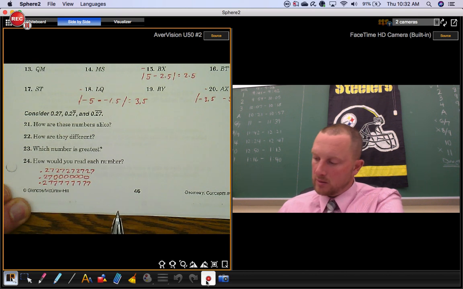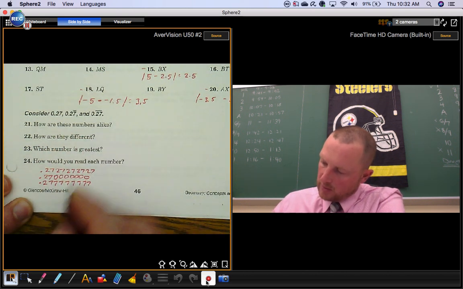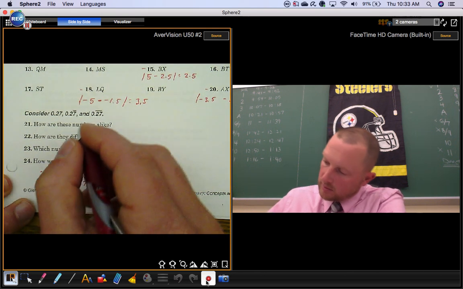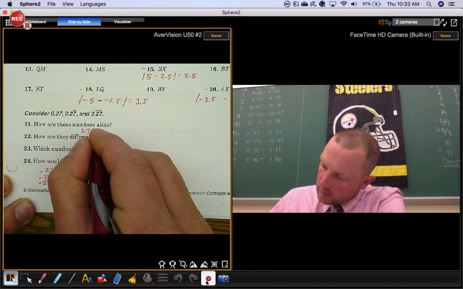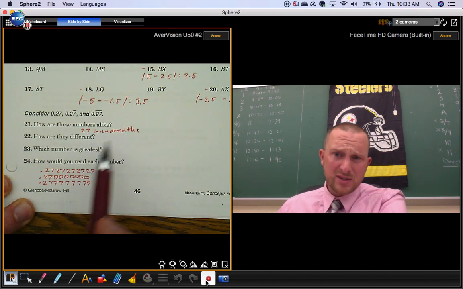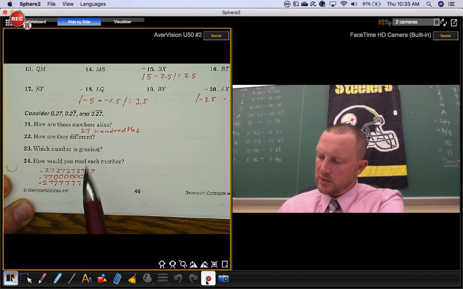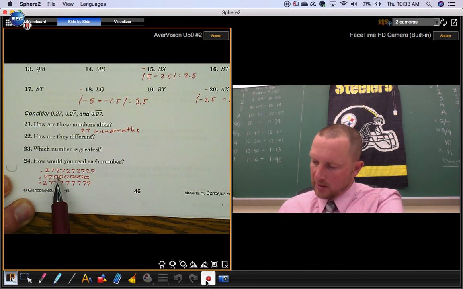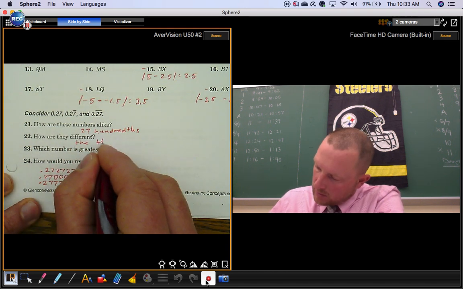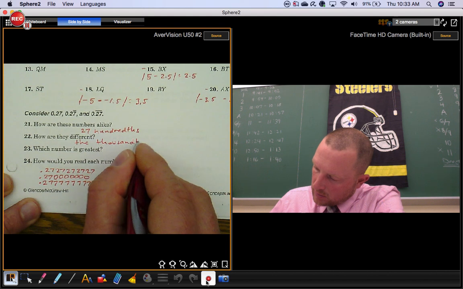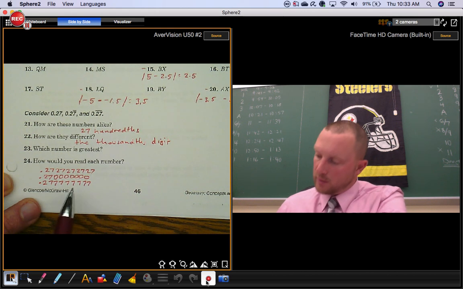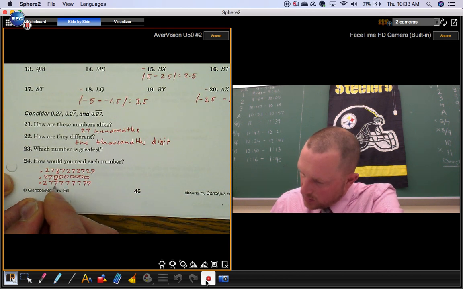How are these numbers alike? Well, they all start with a 0.2. They actually all start with a 0.27. That 0.27 is 27 hundredths. So that's what they have alike. Now the thing that is not alike would be their thousandths digit. How are they different? So that's how they're different. Look at that thousandths digit. We have a 2, a 0, and a 7.